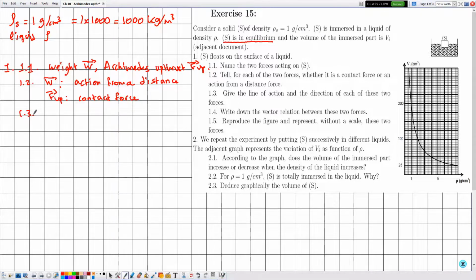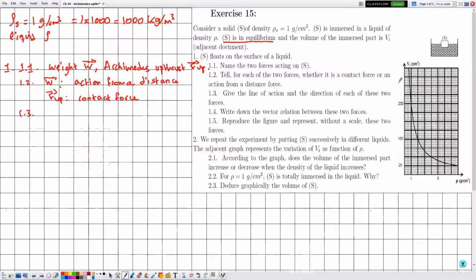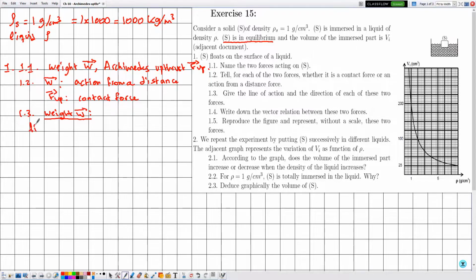Now in 1.3, give the line of action and the direction of each of these two forces. Let's start with the weight W. We are only interested in the line of action and the direction, so we will list them in this order, starting with the line of action. We know that the weight always acts vertically downward, so the line of action is vertical, whereas the direction is downward.